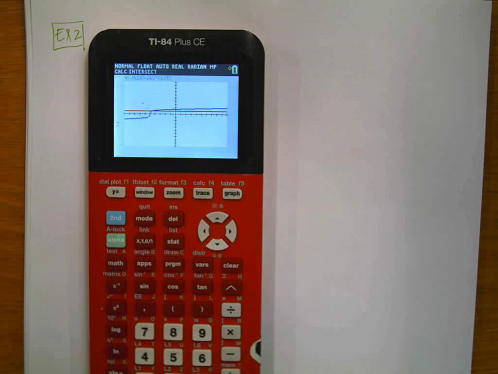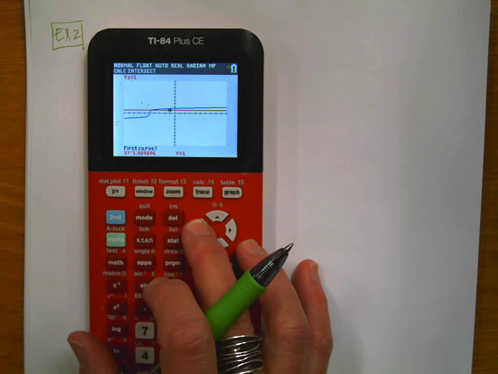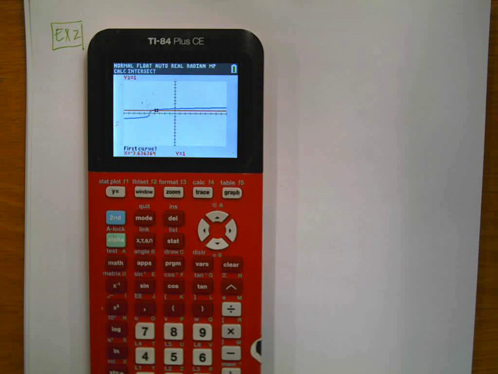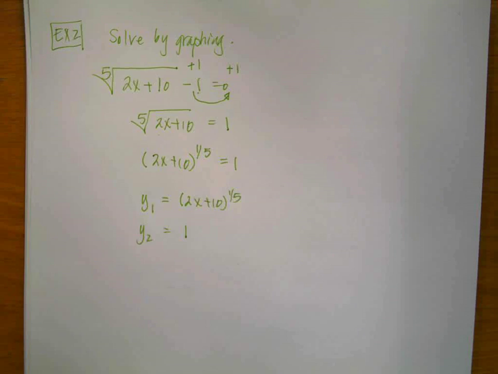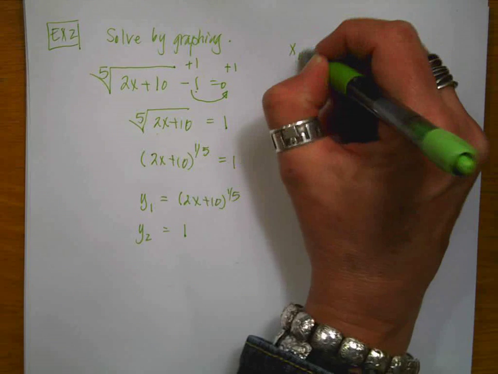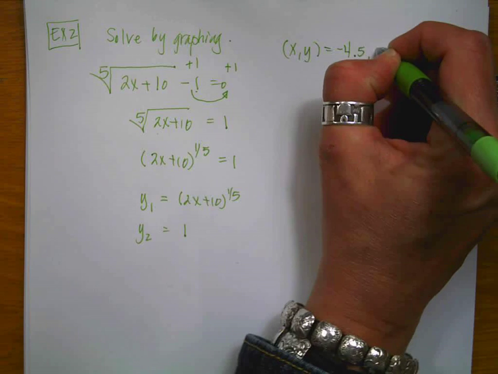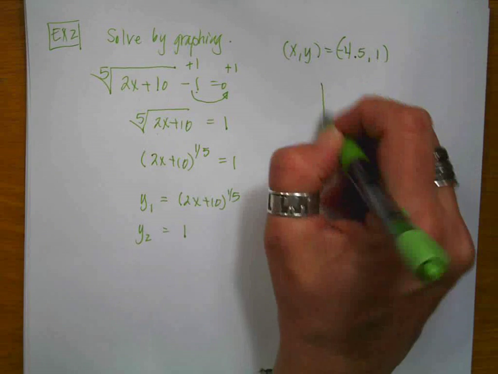So second, calculate 5 for intersect. Again, I'm going to use the down arrow so I can trace the straight line, because the shortest distance between 2 points is a straight line. Enter, enter, enter. And that point of intersection is a negative 4.5, comma 1. So I'm going to record my answer. x, comma, y is a negative 4.5, comma 1.